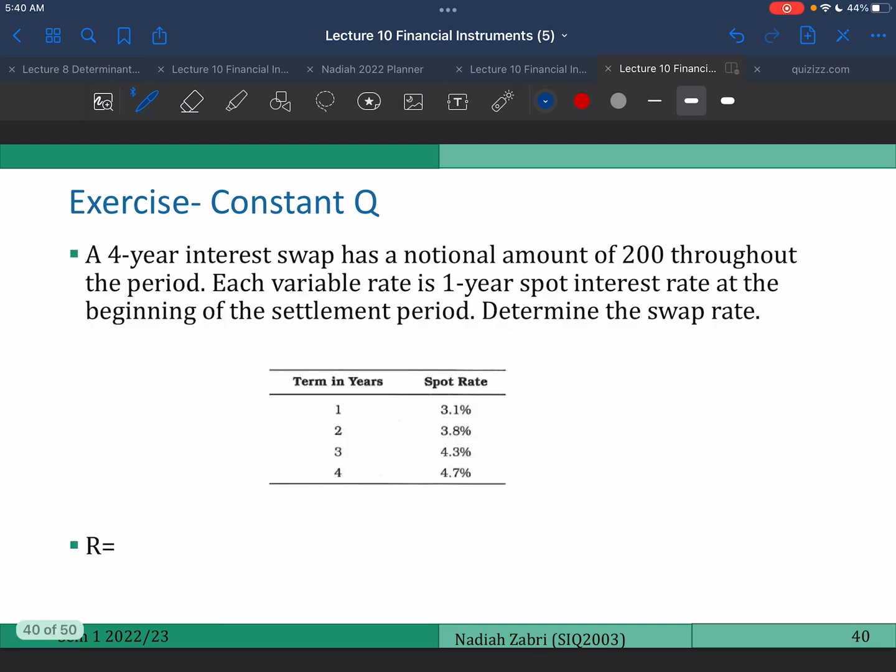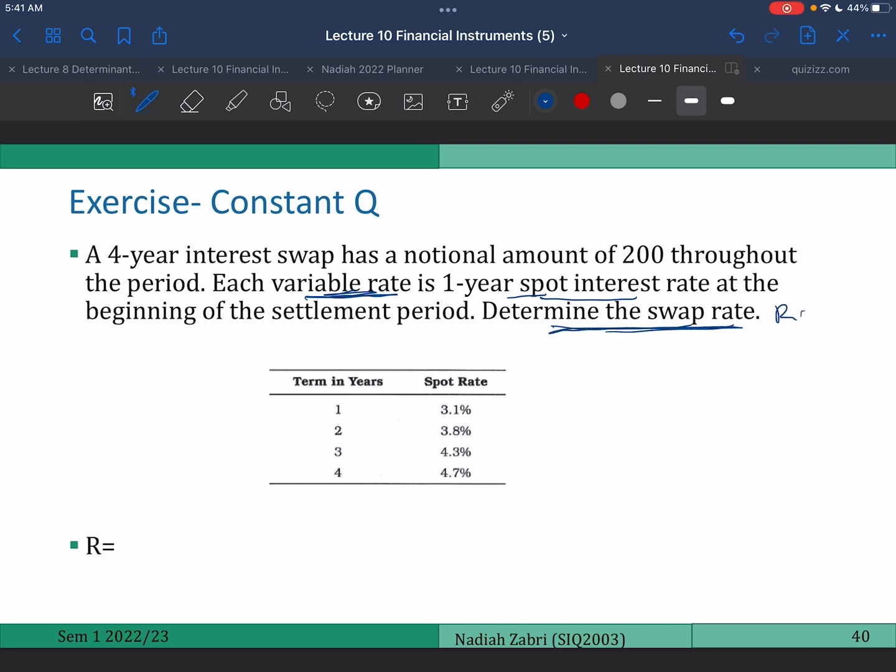Okay, let's try an example. A 4-year interest rate swap has a notional amount of 200 throughout the period. So first year is 200, second 200, third and fourth. Each variable rate is the 1 year spot rate at the beginning of the settlement period. So it's just saying that the variable rate depends on the spot rate that resets every year. So determine the swap rate. This one is determined at the level swap rate R.